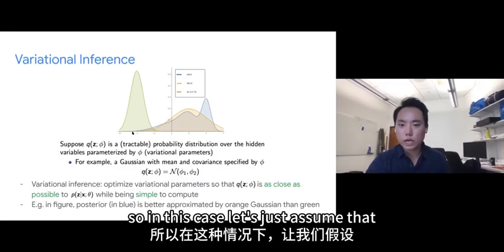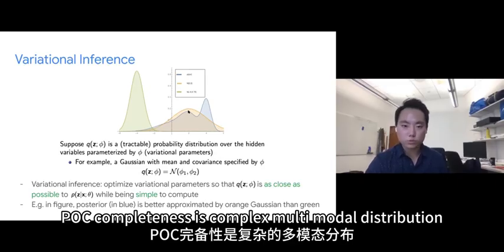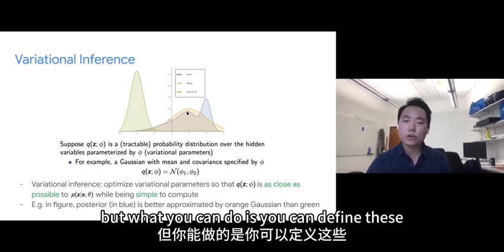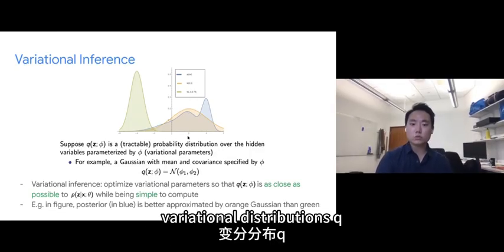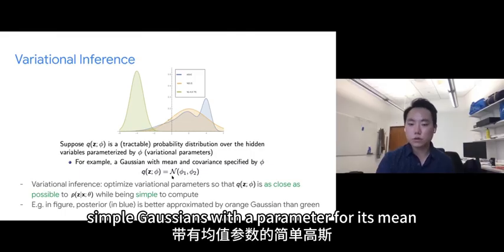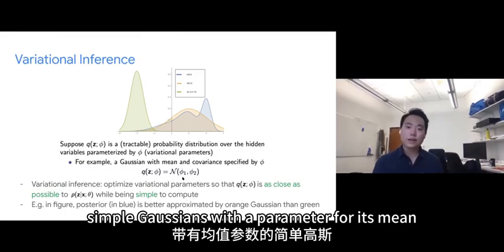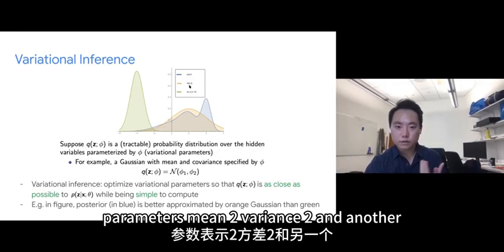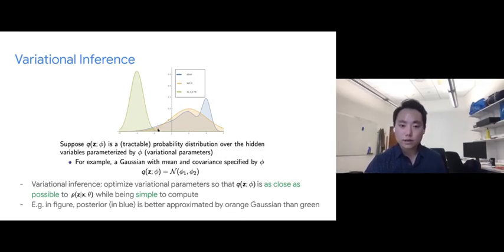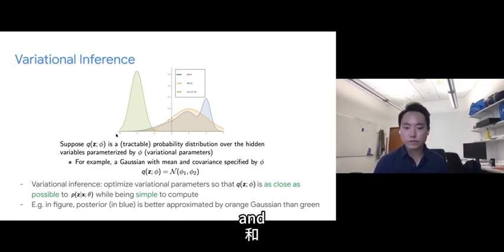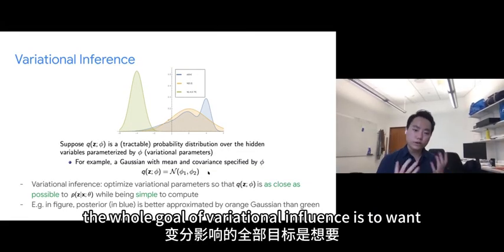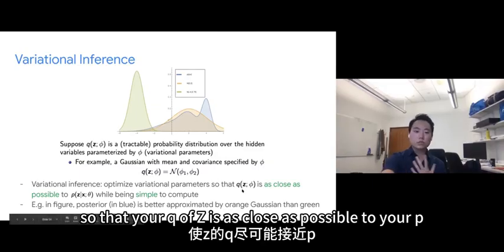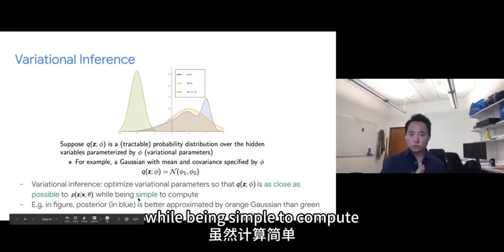So in this case, let's just assume that P of Z given X is this complex multimodal distribution. You can't even write a closed form for it. You obviously can't sample from it. You can't really compute anything. But what you can do is define these variational distributions Q just as simple Gaussians, with a parameter for the mean and a parameter for the variance. So in orange here is a Gaussian with mean 2, variance 2, and another Gaussian here with mean -4 and variance 0.75. And the whole goal of variational inference is that you want to optimize these variational parameters phi, so that your Q of z is as close as possible to your P of z given x, while being simple to compute.